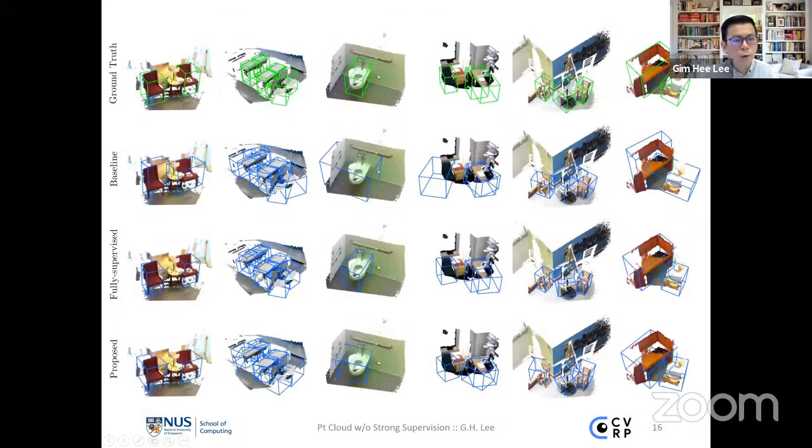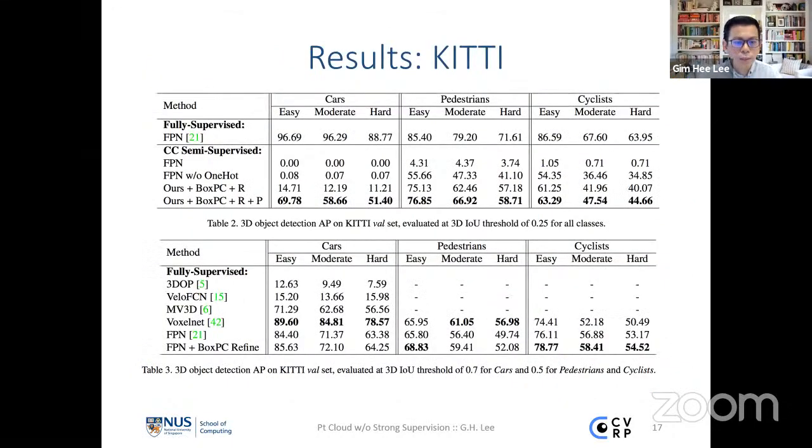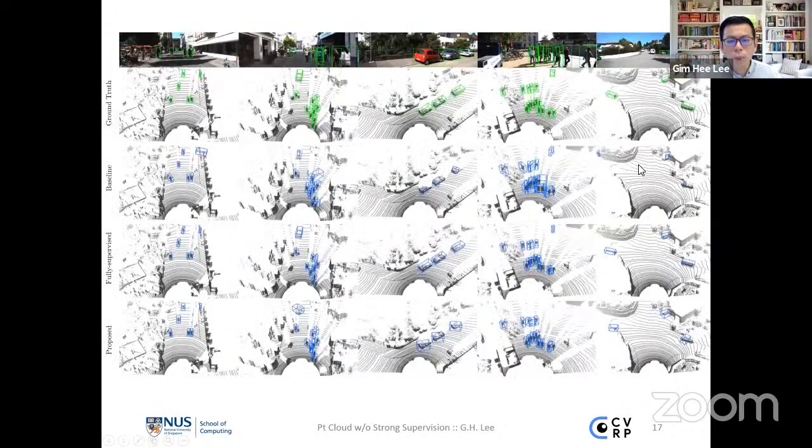And here are some qualitative results which we have shown on the Sun RGB-D data. Although we use semi-supervision, we can also detect reasonable results as compared to the fully supervised network of Frustum PointNet. Here are some results on the KITTI data set. You can also see that we achieve about 70 to 80% of the strongly supervised learning network, which was FPN at that particular time. And here are some qualitative results on the detection of cars as well as pedestrians in the KITTI data set as compared to the fully supervised network. We can give some reasonable results over here.